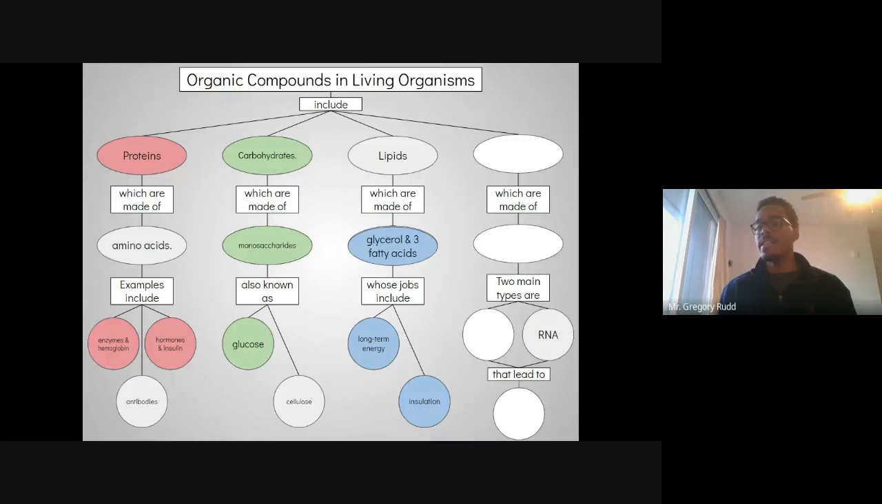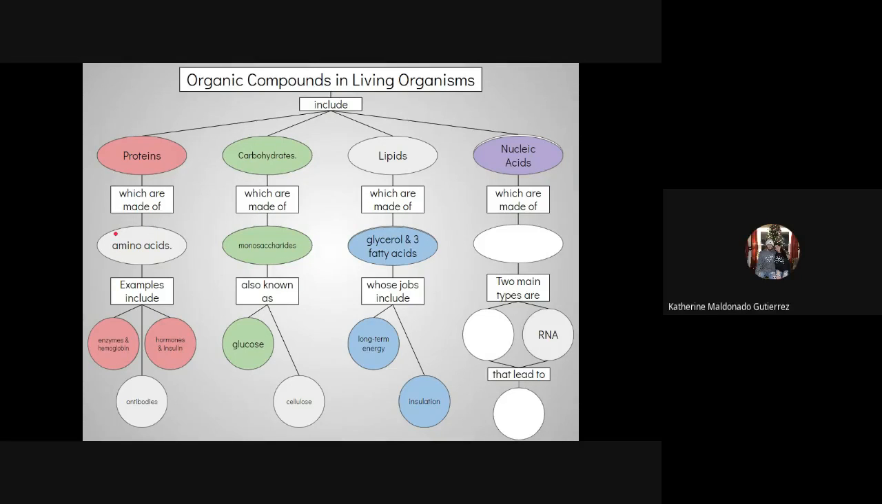So what goes in that last stream over here? It says two main types are RNA and blank. So what should go over here in this last stream? Nucleic acids, good. Which are made of what? What's the monomer? Is it like amino acids? So we've got amino acids for proteins already. Nucleotides. Nucleotides, good, thank you.